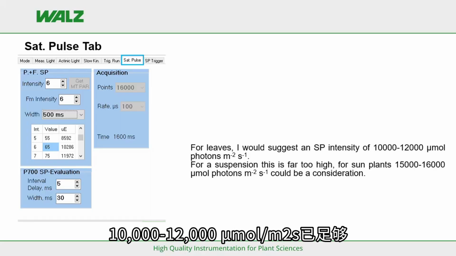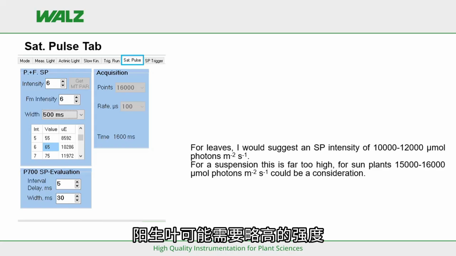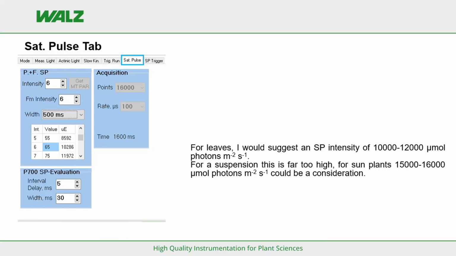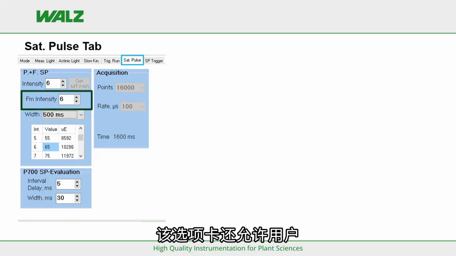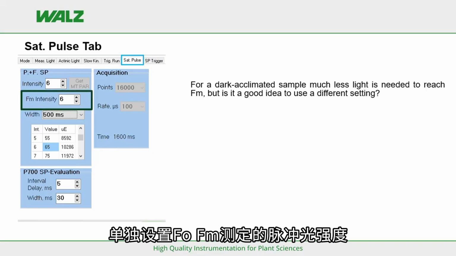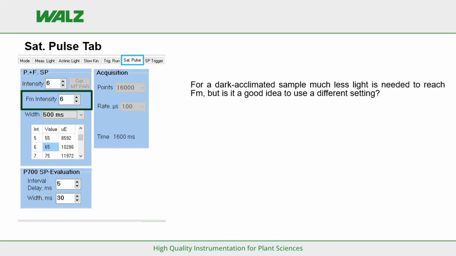For most leaves, 10,000 to 12,000 micromole photons is enough, maybe a bit more for sun leaves, and on the other hand lower values for dilute suspensions of, for example, algae. The tab gives the user the option to set the pulse light intensity for the F0 FM determination separately.